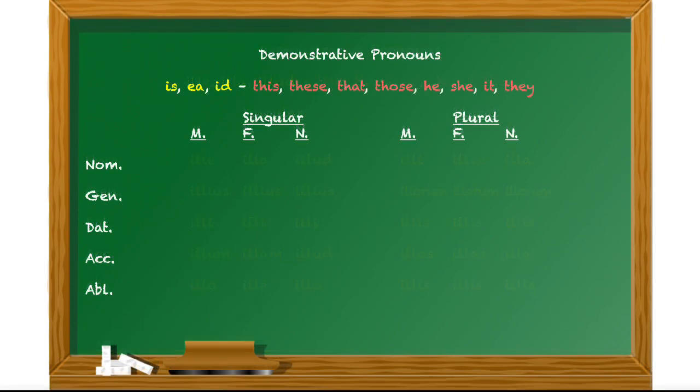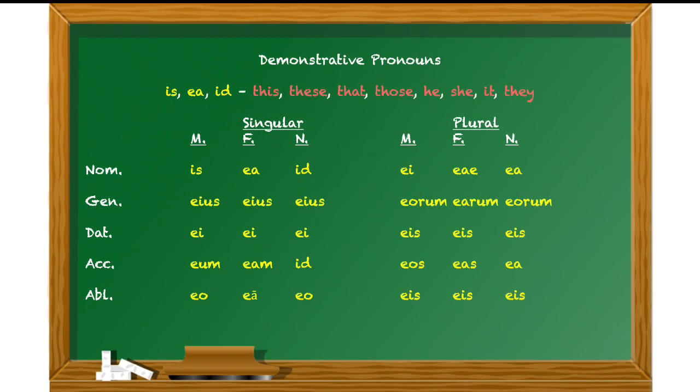And then we have one more, and this is is, ea, id. As I always like to say, it's just a little bit less specific than hic and ille. Is, ea, id can mean this or these, that or those, and he, she, it, or they. We'll see this in an example coming up, but it's just not quite as strong and specific as the others. The Latin forms will look similar in some places to the forms of hic and ille.